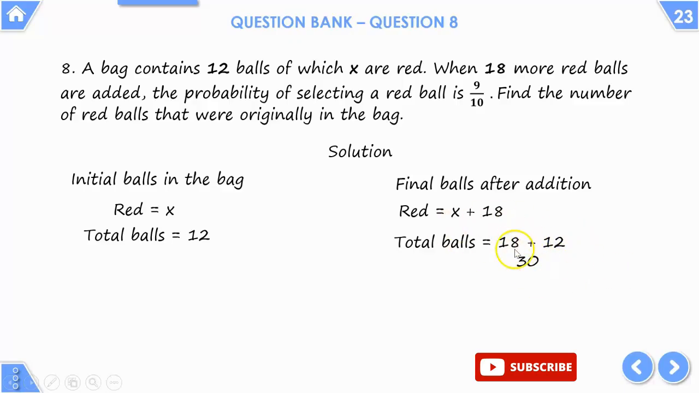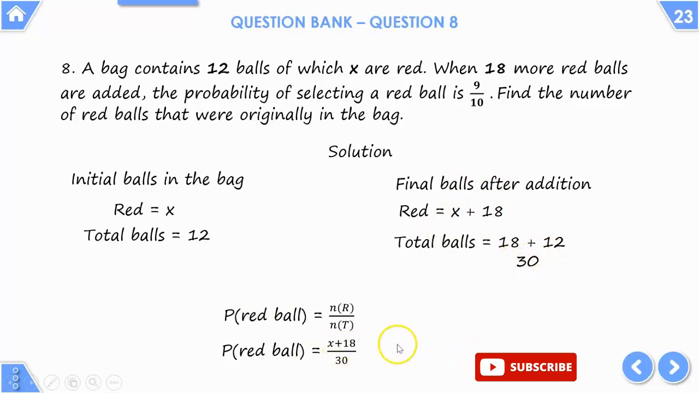So the total balls have increased. He said when 18 more red balls are added, so we added 18 more to the x originally in the bag, and that increases the total to 30, right? Great. So our probability notation, the number of red balls over the number of total balls, will be x plus 18 over 30.